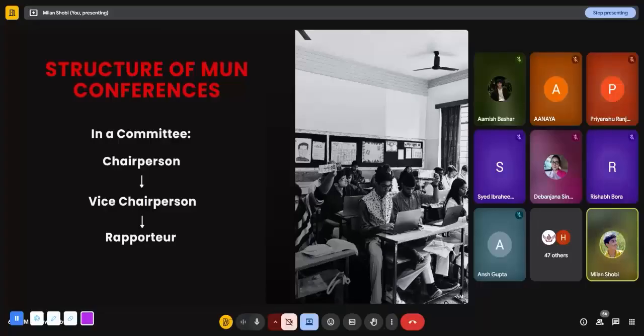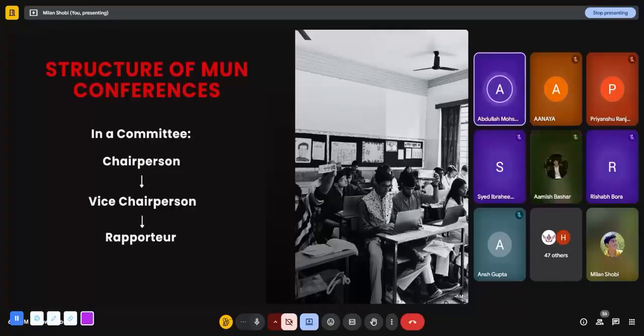Going ahead, we have the structure of MUN conferences. We have Abdullah Mohsin saying this. Yes, it's great. So in a committee, of course, it includes the delegates like us who represent different countries. But a committee also has something called the executive board or EB. The EB is the team that manages the whole session and makes sure things stay on track. It has three main members.